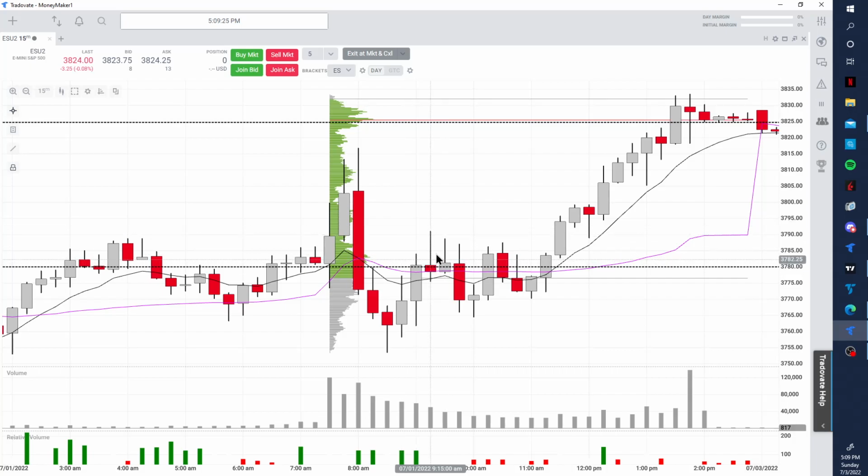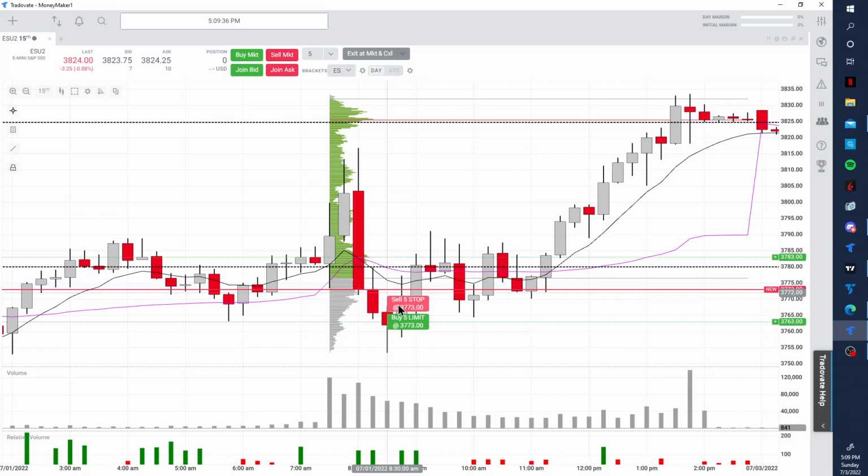I'm thinking that could have stopped you out just as easily if it reversed further back. Right, if I got in here and it came up above here, then I would have been stopped. So that was a little risky.